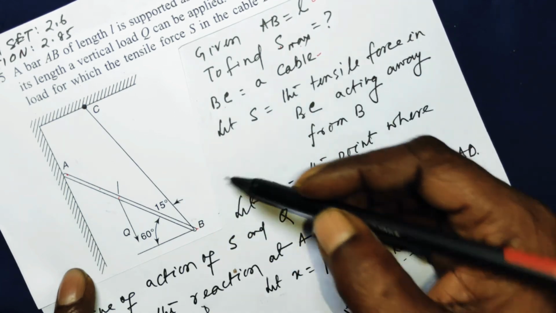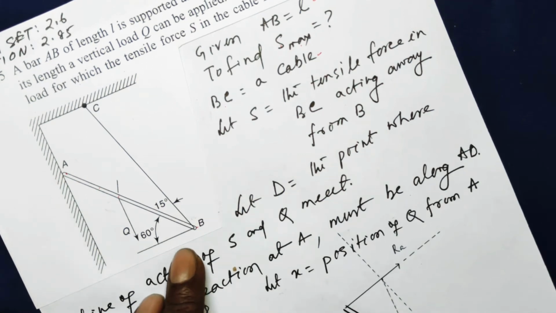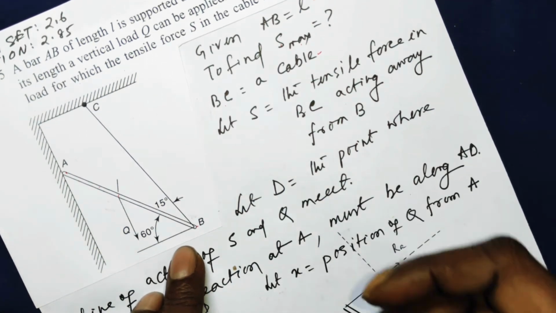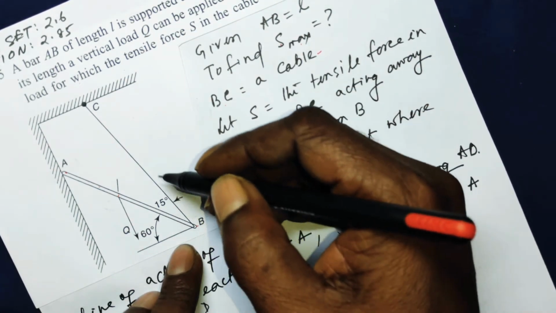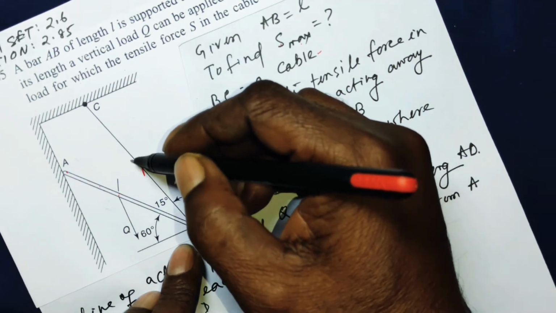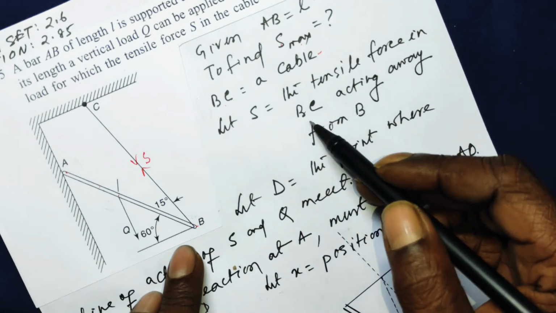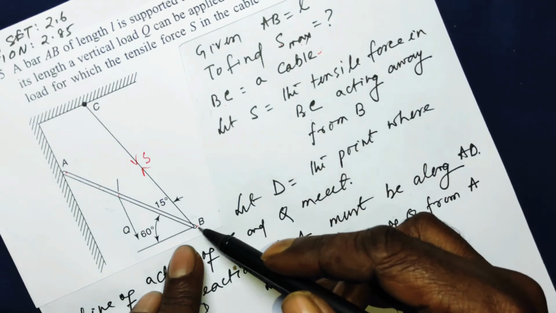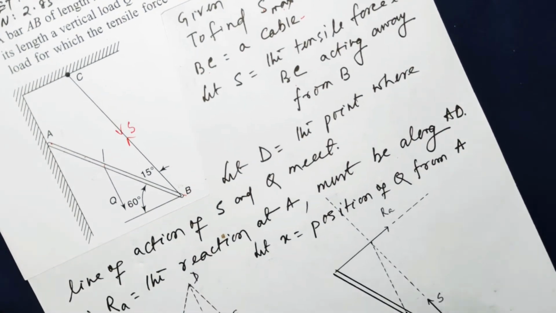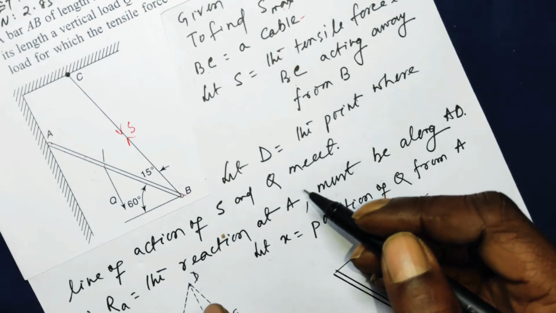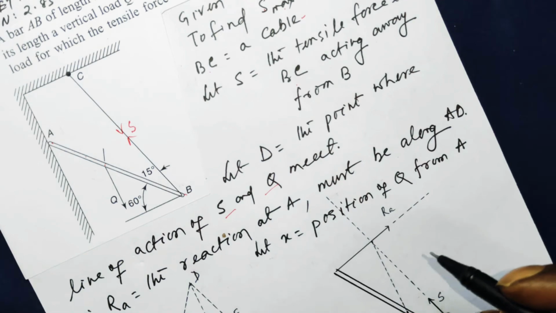BC is a cable. Since it is a cable, like a thin wire, the tensile force will be along the cable. If you consider point B, it will be to this side, and if you consider point C, it will be to this side. Let it be S. Let S be the tensile force in BC acting away from the point B. Now let us produce the direction of the two forces and see where they meet. Let D be the point where the lines of action of S and Q meet.